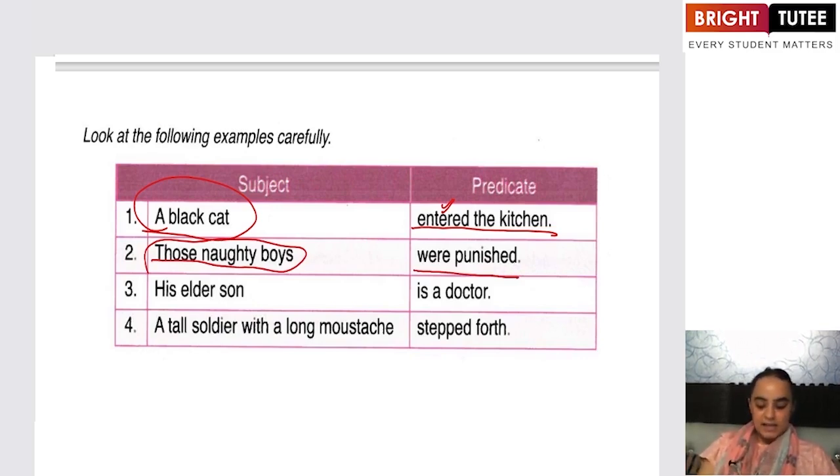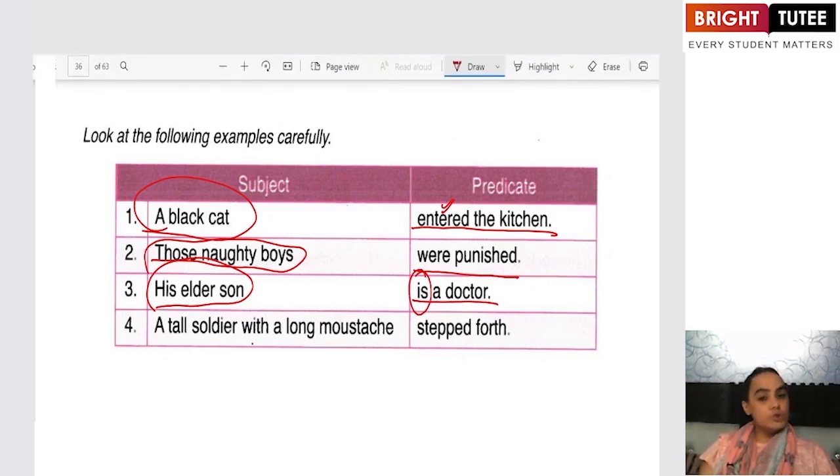His elder son is a doctor. Who are we talking about? We are talking about his elder son. So that is my subject. And what is my predicate? Is a doctor. Now this is a group of words which has a verb in it. And what is the verb? Is. A tall soldier with a long moustache stepped forth. Big subject, but it is a subject.